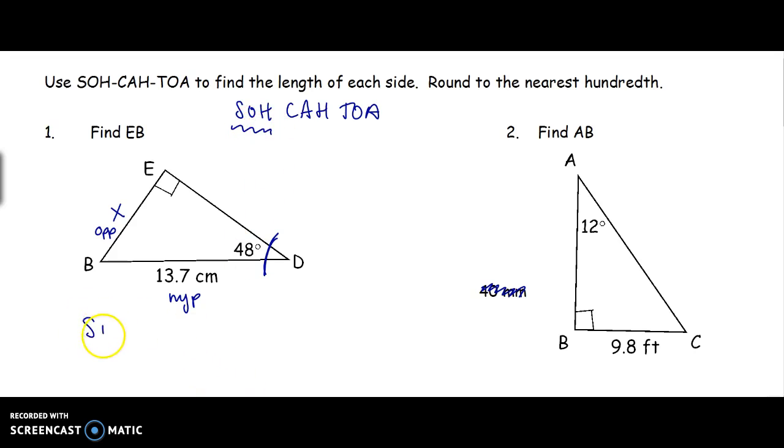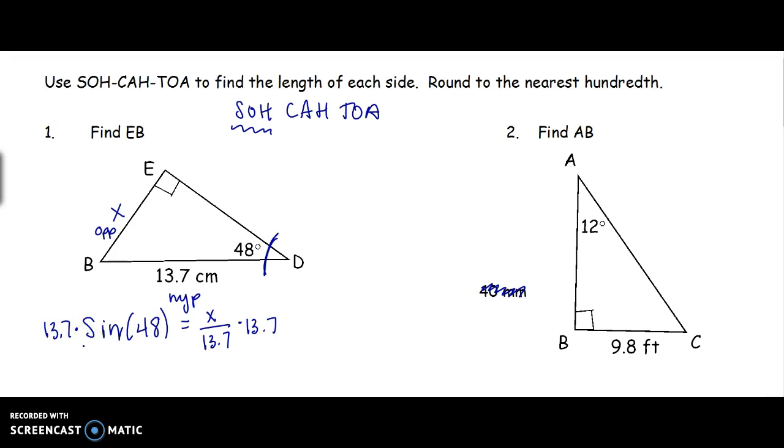So we're going to be doing the sine of our reference angle, 48, is equal to the opposite over the hypotenuse. So think about how to solve for x, and since we're dividing, we're going to have to multiply. So you multiply by 13.7 on both sides.